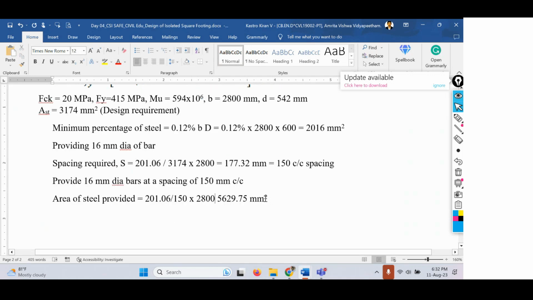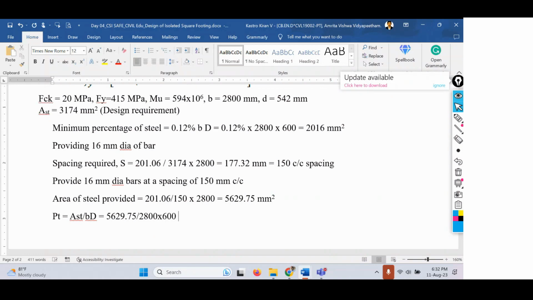From this, we are going to calculate the percentage of steel. How to calculate it? PT equals AST divided by B into capital D. AST is 5629.75, the provided area of steel, divided by B, the width of the footing, 2800, into the overall depth, which is 600. Multiplying by 100 to get the percentage, that will be 0.34% of steel.